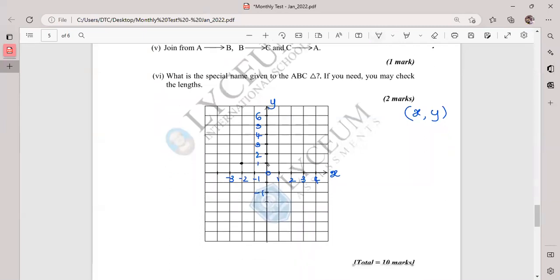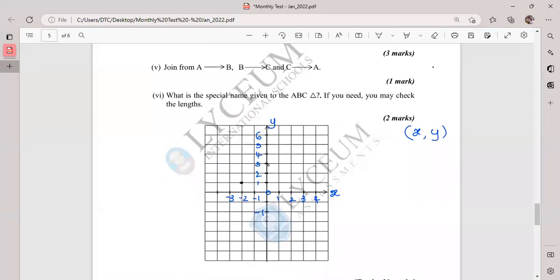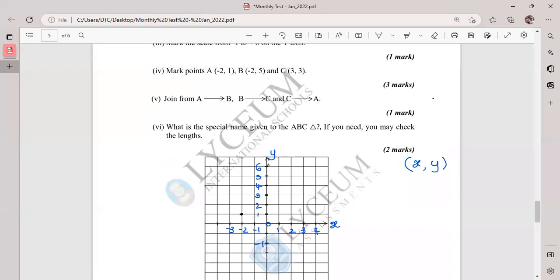We'll see what is the next point. (-2, +5). The same one, and here, this one, right? (-2, +5). Yes, that is done. Then (+3, +3), this one. Now, what you want to do is, this is A, this is B, and this is C.